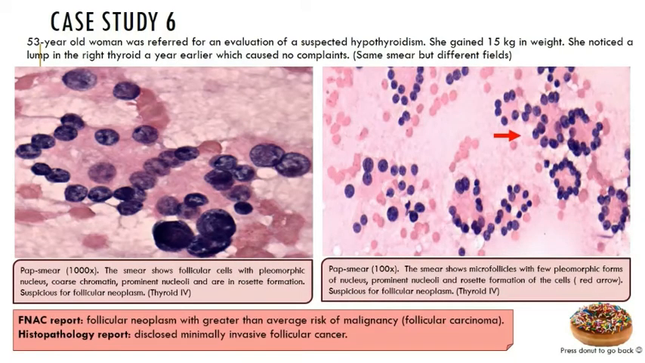The smear shows follicular cells with pleomorphic nuclei, coarse chromatin, and prominent nucleoli, and they are in rosette formation, as shown by the red arrow. The diagnosis is Type 4, suspicious for follicular neoplasm.